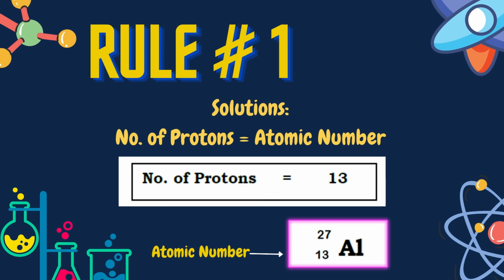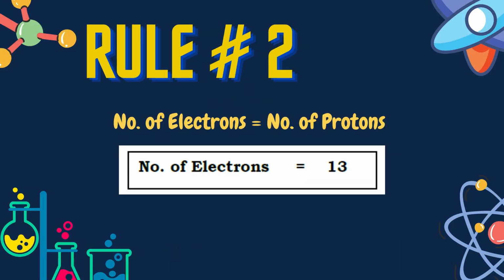Rule number 1. Number of protons is equal to the atomic number. So the number of protons is equal to 13 since the atomic number of aluminum is 13. Rule number 2. In a neutral atom, no charge, the number of electrons is equal to the number of protons. Our number of protons is 13. Therefore, number of electrons is also 13.